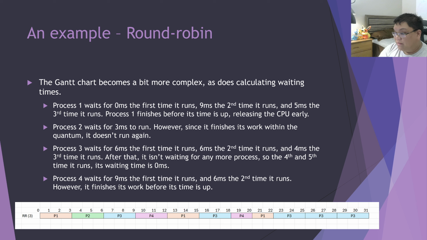Process 4 finishes its job in 2 milliseconds before the time is up. In that case, we just let it go early, and process 1, which is already in line, goes next. So that's the one thing about round robin.